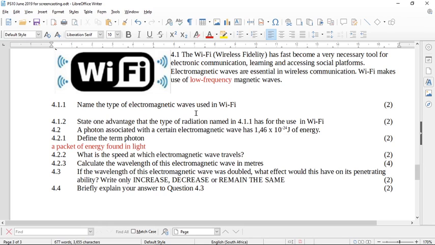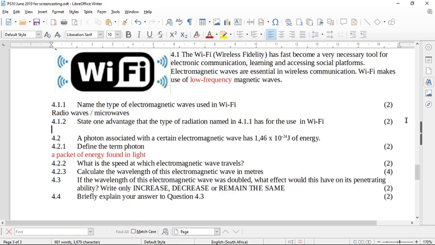So in the memo it says these are radio waves. If you Google, there's some crossover with Wi-Fi between radio waves and microwaves. So I would have accepted either answer, radio waves or microwaves, but it had to be a low frequency wave.